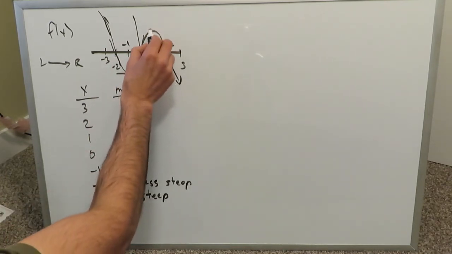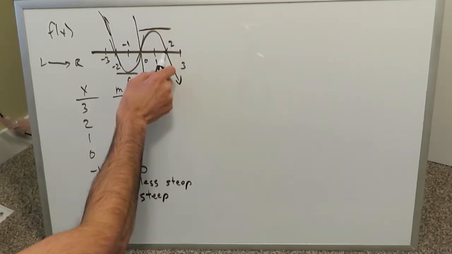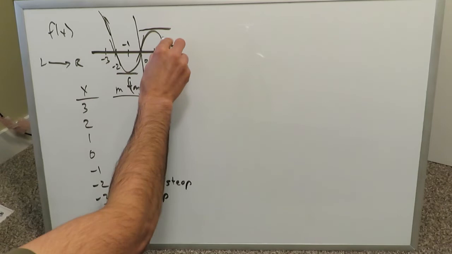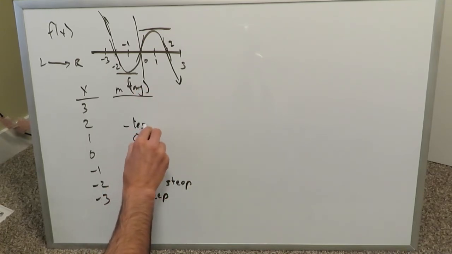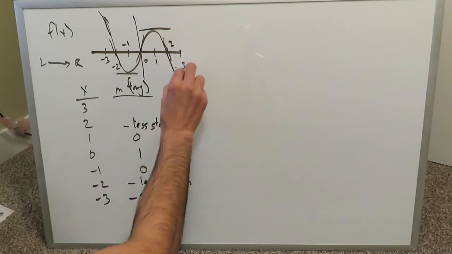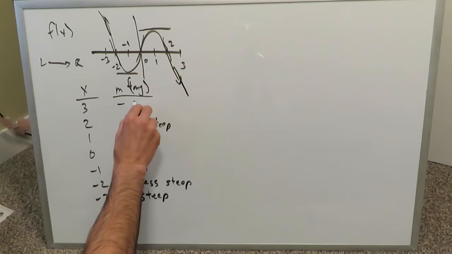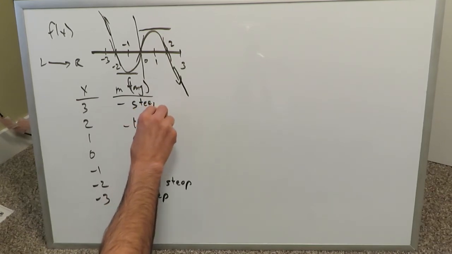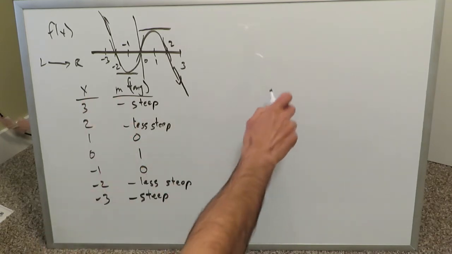Reasonably steep, reasonably flat, we'll just call it a slope of a positive 1. At a point of 1 on your graph, you end up having a horizontal line, it would have a slope of 0. At a point of 2, you'd have a tangent line which would be pointing downwards. It would again have a negative slope, but perhaps less steep. At a point of 3, you could have a fairly steep, and we'll just say a minus steep slope.